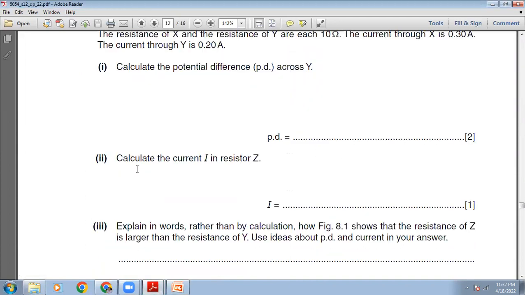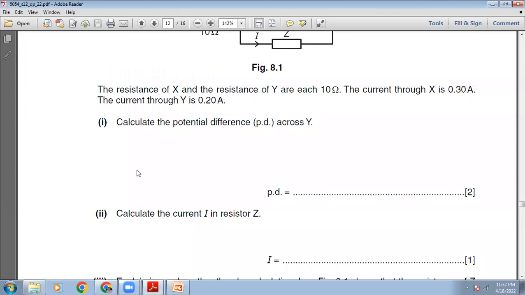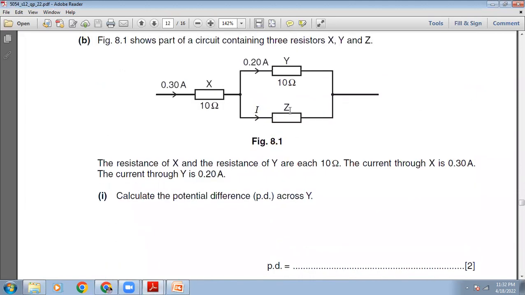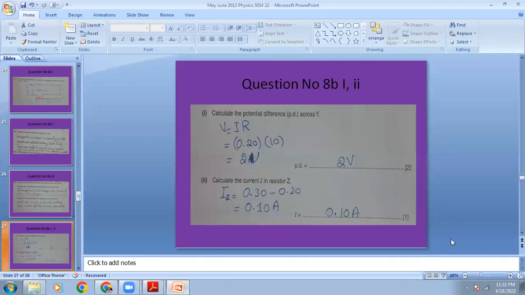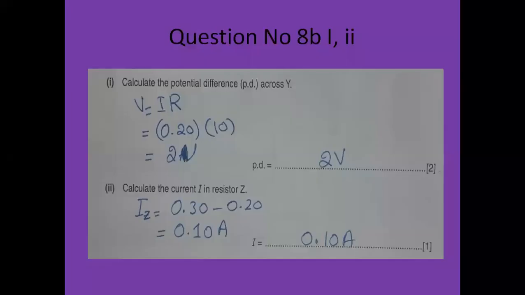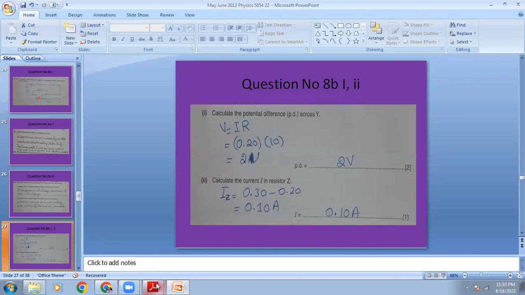Okay. The next part. Calculate the current I in the resistor Z. So you can see from the main, the current coming is 0.3 ampere. Here there are two branches, so the current was divided. In the upper branch, the current is 0.2 ampere. So in the lower branch, how much will be the current? That will be 0.3 minus 0.2. So let me show you. It will be 0.3 minus 0.2, and that will be 0.1 ampere.